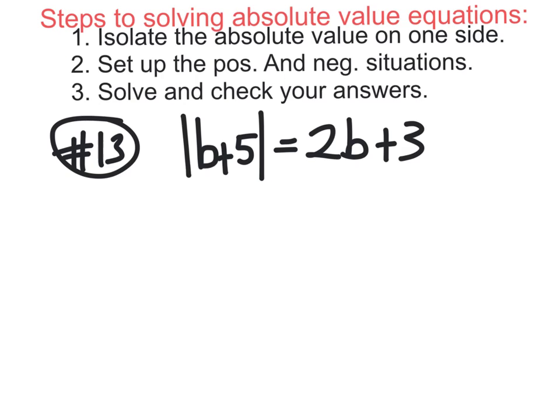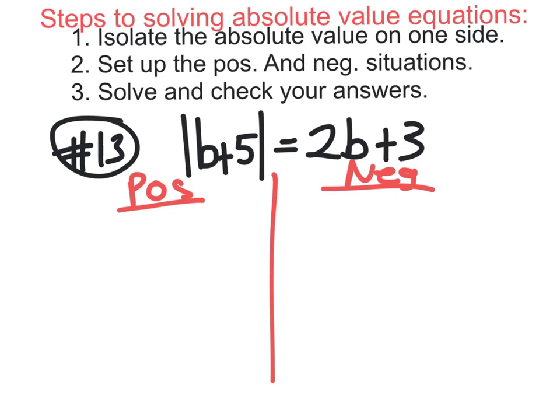Step 2, set up the positive and negative situations. The positive situation is simply writing it over without the absolute values. So here's my exact equation without the absolute value sticks that you see here. Same thing, just without those sticks. Now the negative situation is going to be rewriting this whole thing, but just changing the sign of the right side. So in other words, multiply this whole right side by -1.